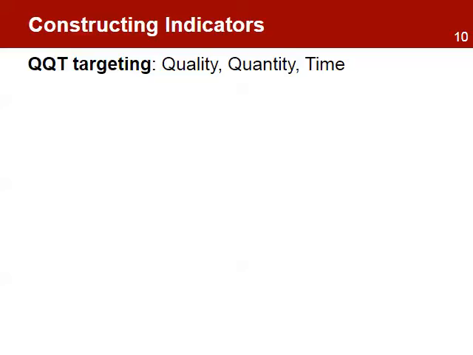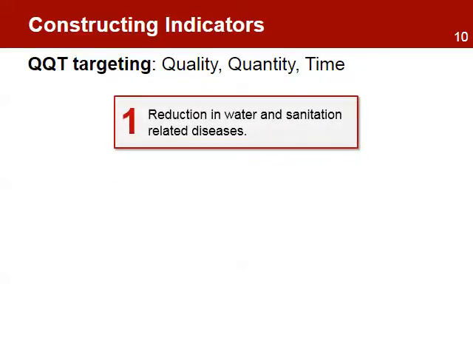Process to construct indicators. Indicators should be measurable in terms of quality, quantity, and time. This is called QQT targeting and consists of 4 simple steps. It starts with a basic indicator sentence, like reduction in water and sanitation-related diseases.